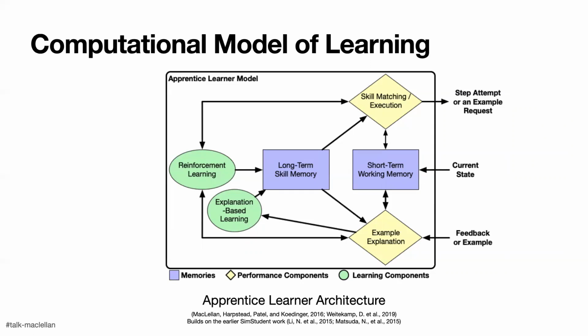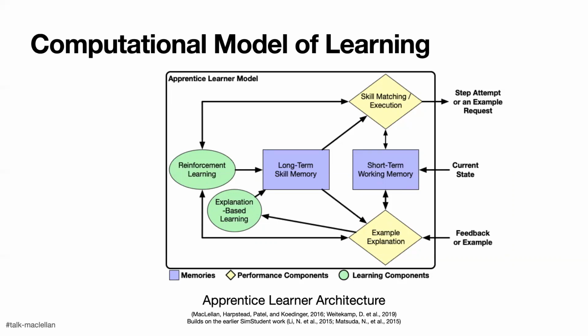So it has a short-term working memory. It also has a long-term skill memory, and it has a skill matching and execution component shown at the top there. And in this sense, we can think of it as a pretty standard production rule-like system where skills are represented as if-then rules. They match against elements within the working memory, and they fire to either produce effects in working memory or to take action within the world.